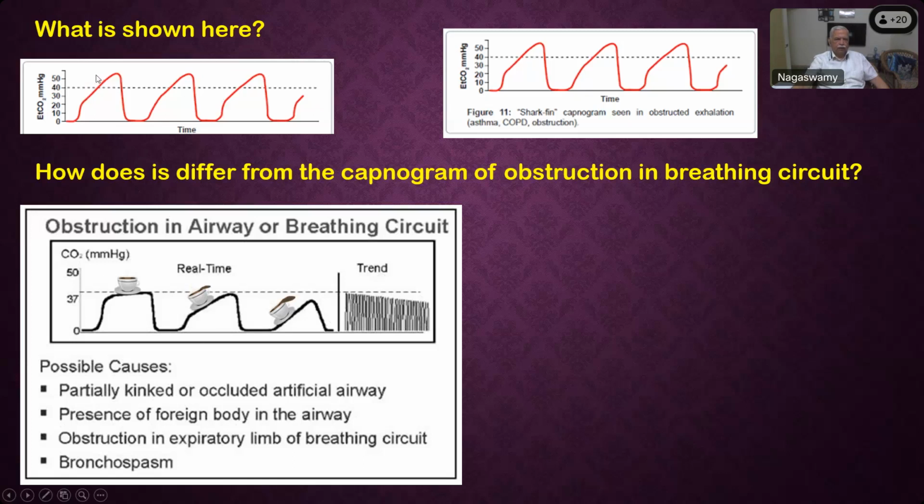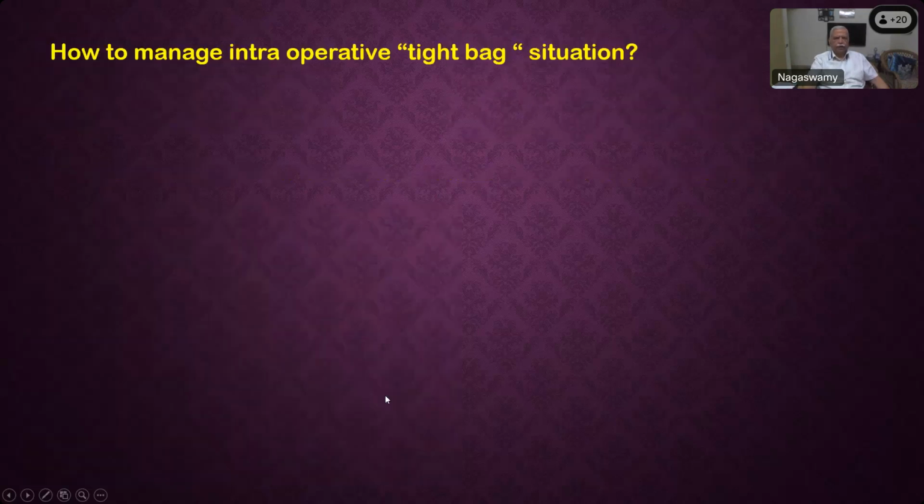Here if you see, the CO2 level is going up, whereas here the CO2 level is coming down and the total respiratory effect itself is coming down. And here the trend will help you to find out whether it is a bronchospasm. Here it will be a uniform sort of shark fin trend, whereas here it will be going down. So how do you manage the intraoperative tight bag?